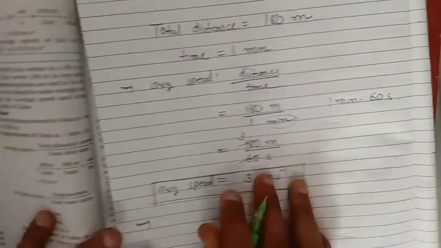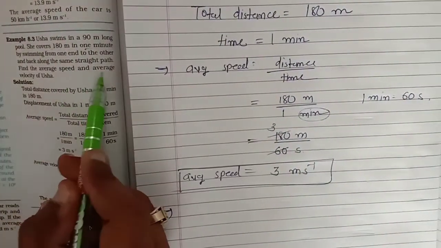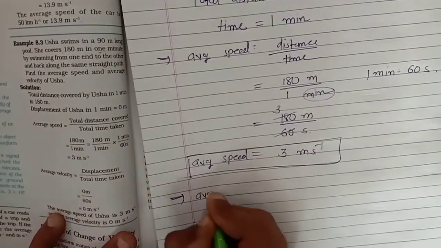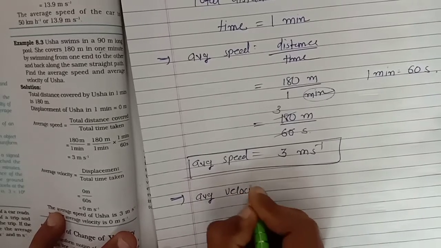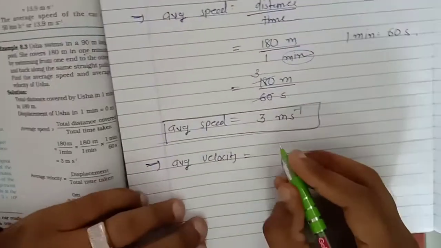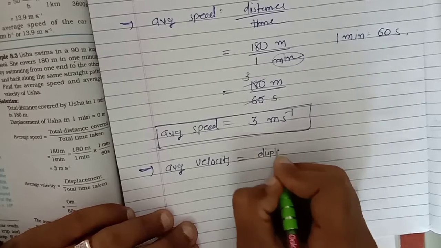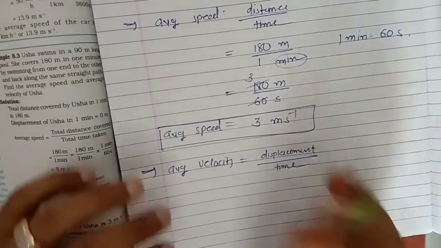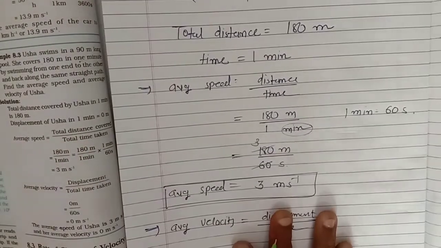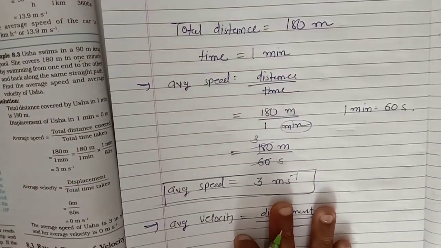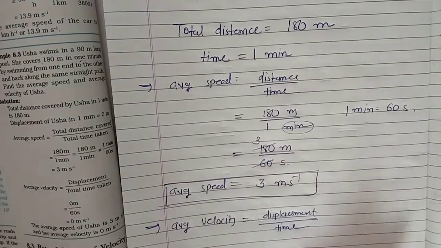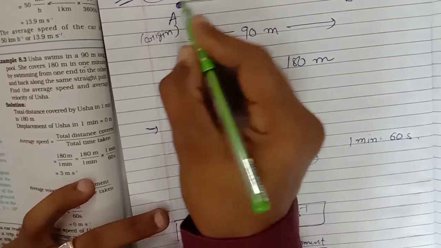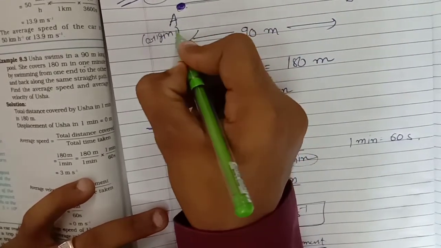And the second question is: find the average velocity of Usha. What is the formula of the average velocity? Average velocity means displacement upon time. See, displacement means final position minus initial position. The final position of Usha is what? A point, and the initial also A point.